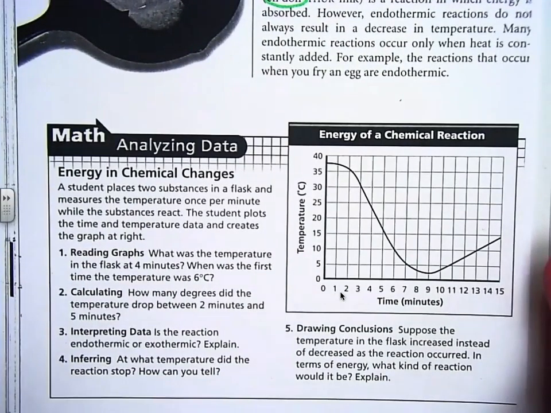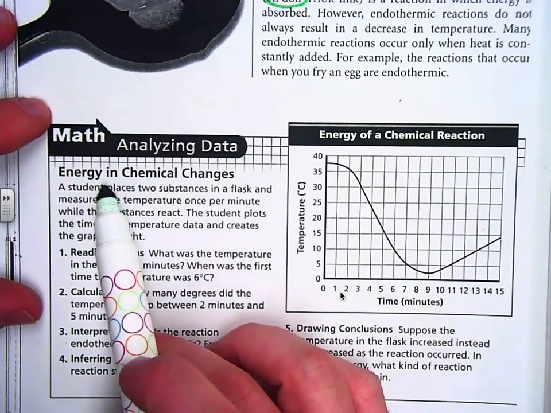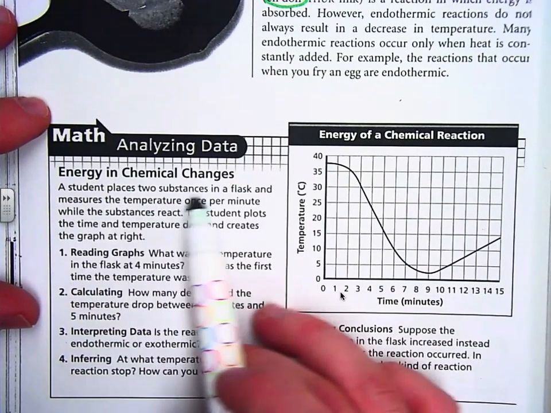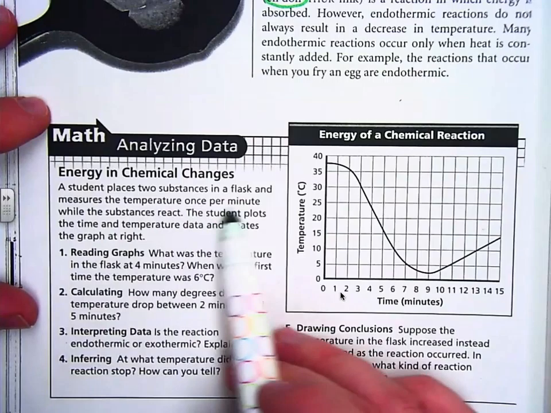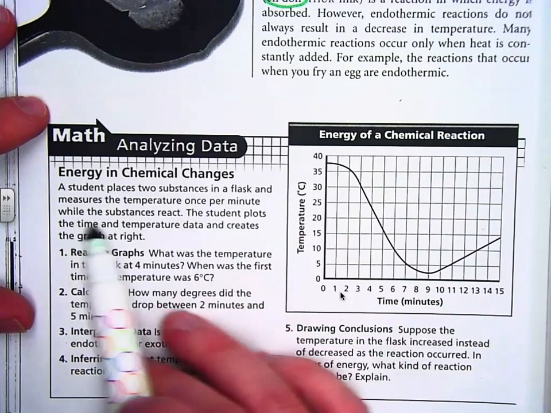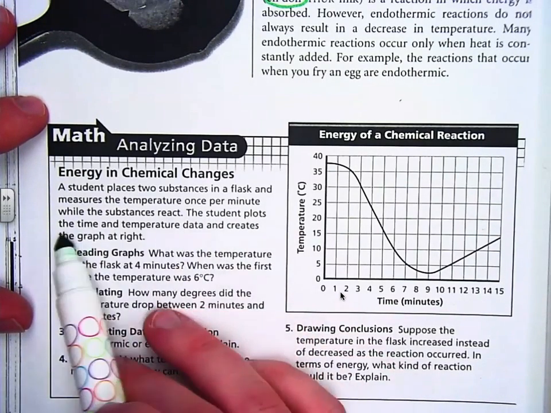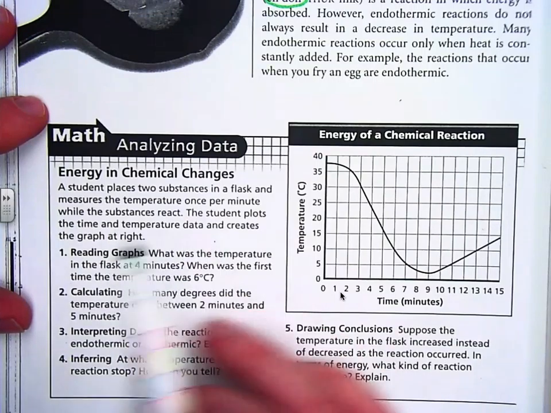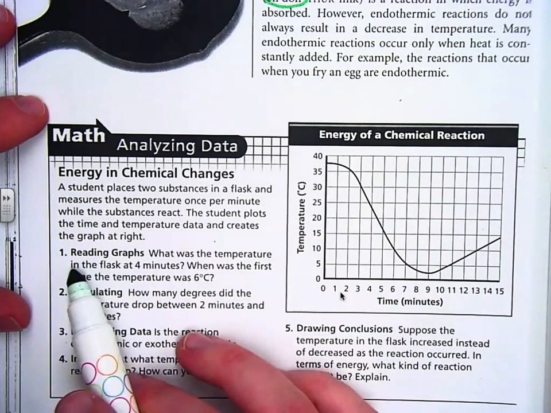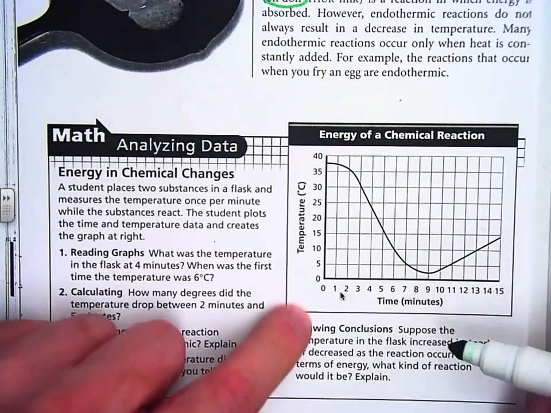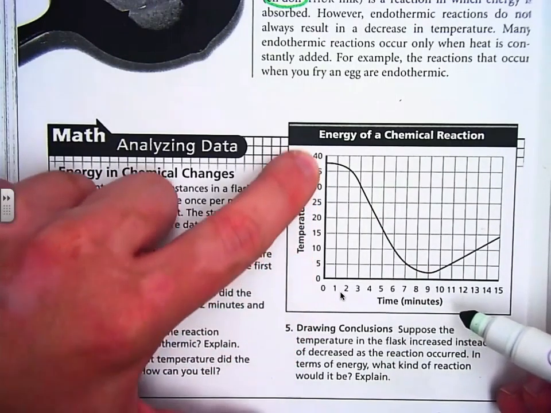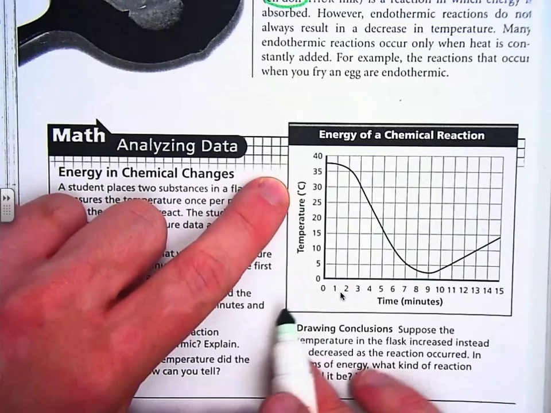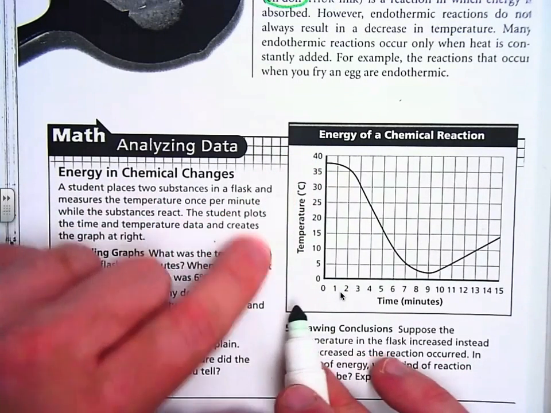Analyzing data. Energy in chemical changes. A student places two substances in a flask and measures the temperature once per minute while the substance reacts. The student plots the time and temperature data and creates the graph at right. All right, so let's read the graph. We've got temperature going up the y-axis, and along the x-axis we have time.